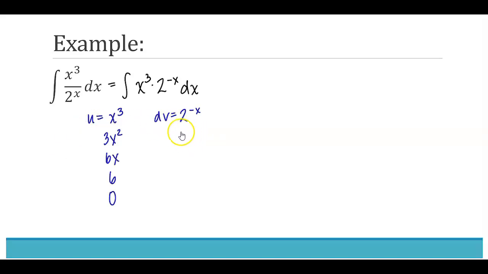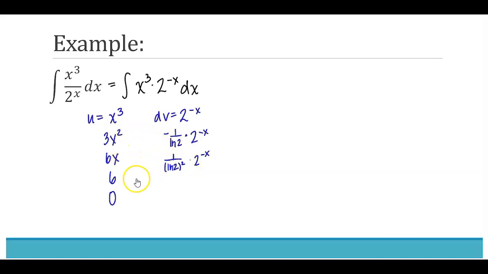And now I continually integrate this. So I have 2 to the negative x. Well, the antiderivative of 2 to the negative x is going to be negative 1 over the natural log of 2 times 2 to the negative x. And then we do it again. We're going to get an extra negative that comes out because I have a negative x inside the exponent here. So that's going to make it a positive 1 over ln 2 squared times 2 to the negative x.